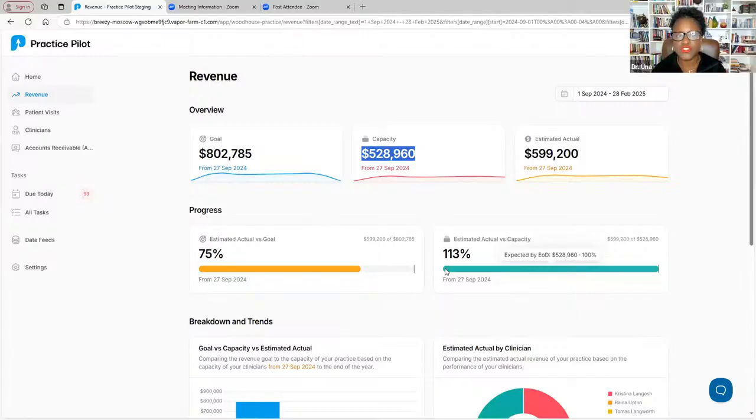So based on the number of patient visits that Dr. Smith can accommodate in his practice, multiplied by how much revenue he's bringing in per visit, this is the most money that can be generated. He does not have the capacity to generate $802,000.